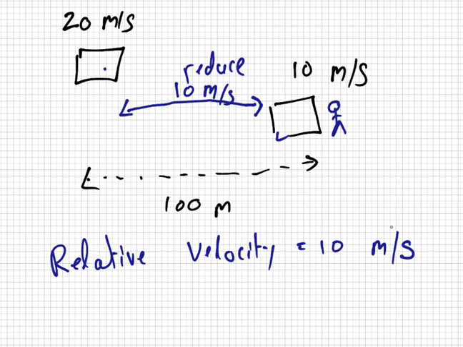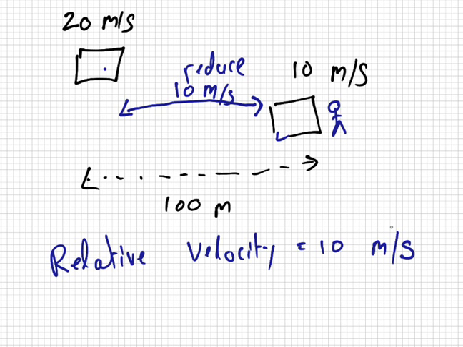So, if this car is going 50 and the car behind is going 40, what does it look like to the person in the front? Forwards or backwards? Backwards, because it's 50 and 40. So this car's going faster. It's going backward by 10. Yeah, it looks like it's going backwards by 10.